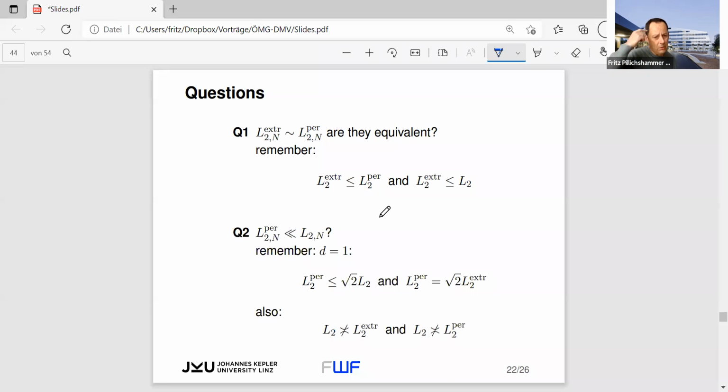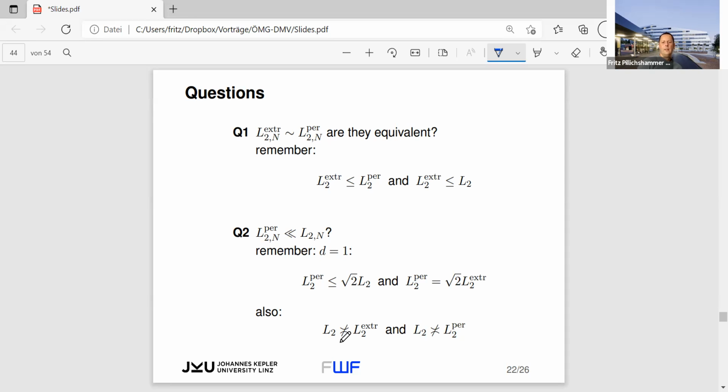Another question is about the relation between L2 periodic and L2 star discrepancy. Is the L2 periodic discrepancy dominated, maybe up to some constant, by L2 star discrepancy? Remember, we know in dimension 1, L2 periodic discrepancy is bounded by square root 2 times L2 star discrepancy. But in the case of bigger dimensions, dimensions d greater or equal to 2, this doesn't seem to be very easy, at least. So these are two questions that we have.